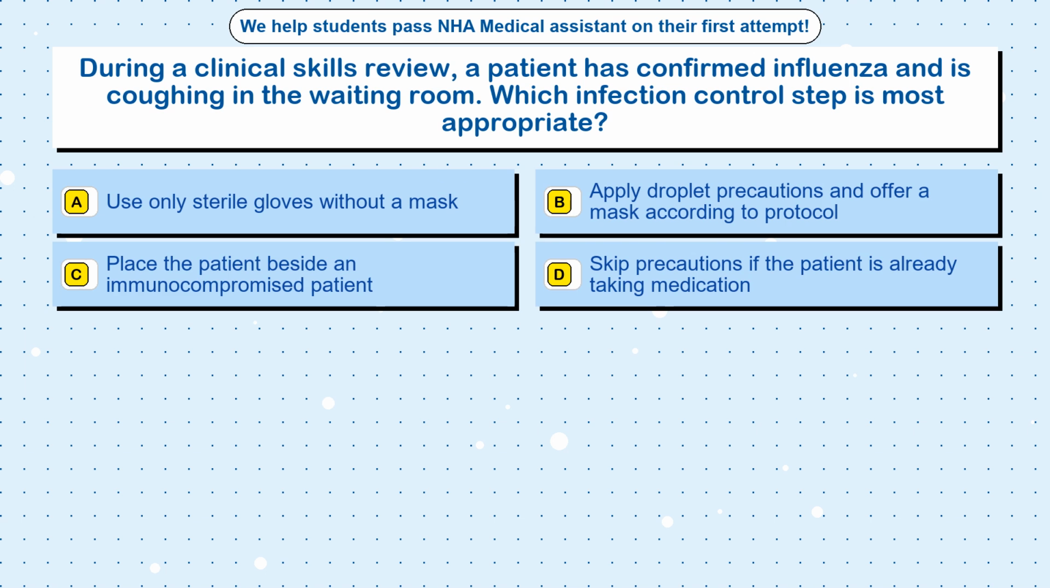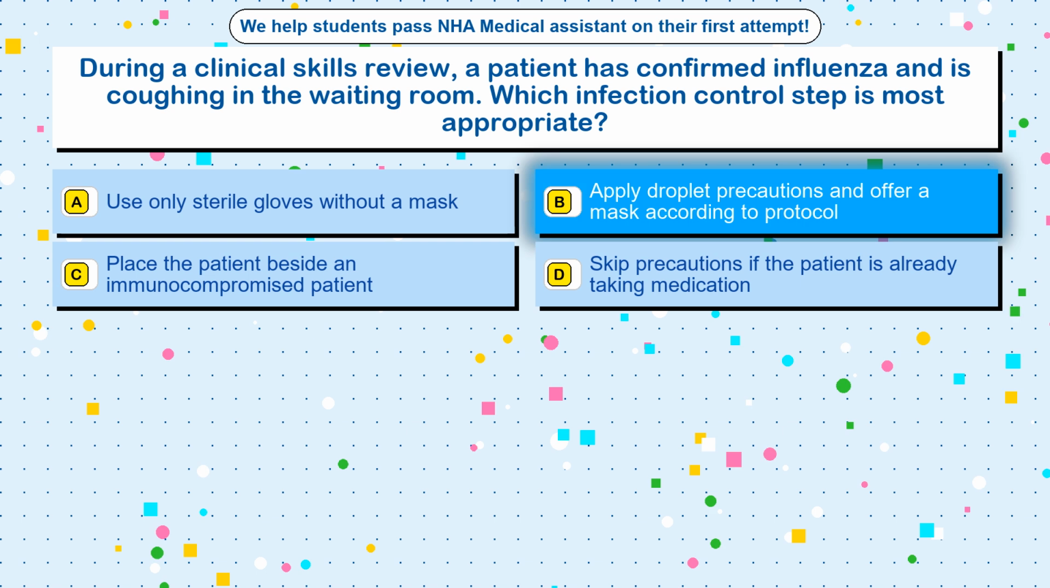Question 57. During a clinical skills review, a patient has confirmed influenza and is coughing in the waiting room. Which infection control step is most appropriate? Option A. Use only sterile gloves without a mask. Option B. Apply droplet precautions and offer a mask according to protocol. Option C. Place the patient beside an immunocompromised patient. Option D. Skip precautions if the patient is already taking medication. The correct answer is option B.